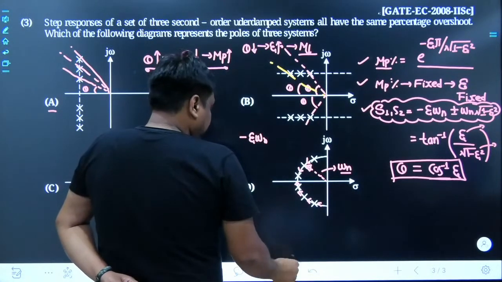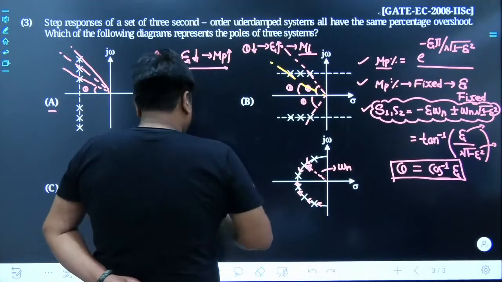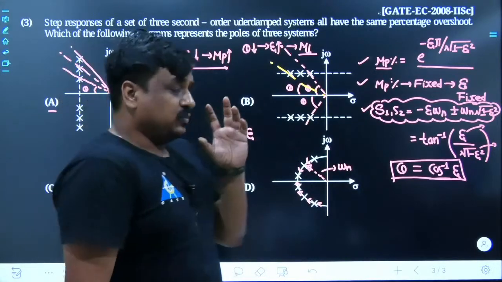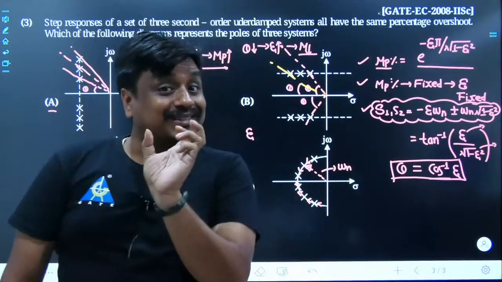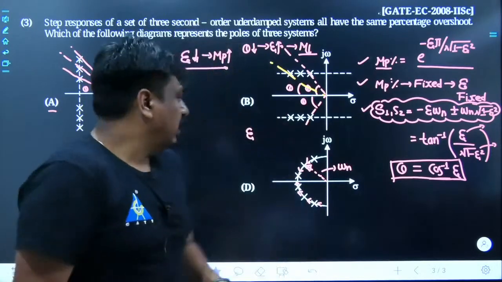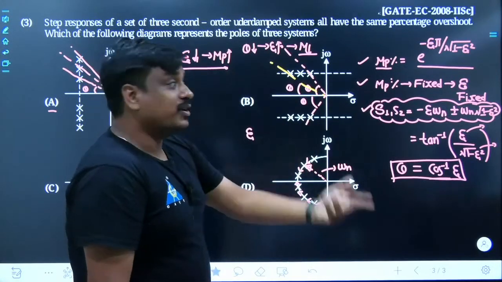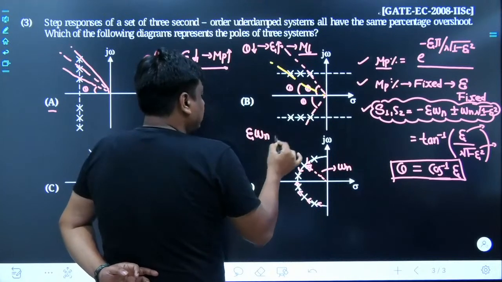Zeta omega n keeps increasing. Yes, no? We have already seen the second order system has two poles. The location of the two poles is minus zeta omega n plus or minus j omega d. So obviously, as the poles move towards the left hand side, the real part becomes stronger and stronger. So zeta omega n keeps increasing.